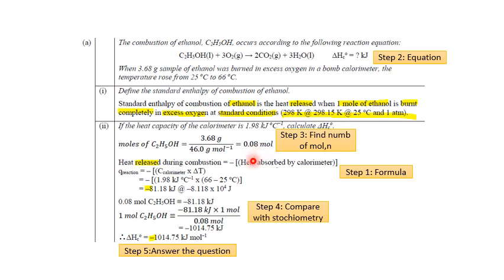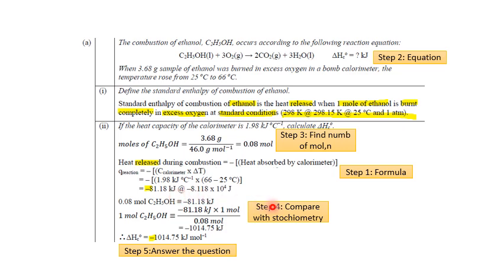Okay, next we look at here. So we have to understand the situation of the question. Heat released during combustion is absorbed by the calorimeter. The heat is absorbed by the calorimeter. So this formula is applied, substitution, and then you get the answer. Since the heat capacity is given in kilojoule, that's why the final answer is in kilojoule.